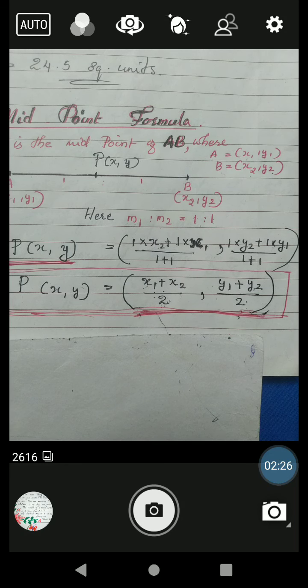Now we can start the next exercise, 13b. 13b first question. It's a simple question. Find the midpoint of the line joining the points minus 6, 7 and 3, 5. Here we can take x1, y1 as minus 6, 7 and x2, y2 as 3, 5, and you just use that midpoint formula. What is the midpoint formula? x1 plus x2 by 2, that is the x coordinate, and y1 plus y2 by 2, that is the y coordinate.